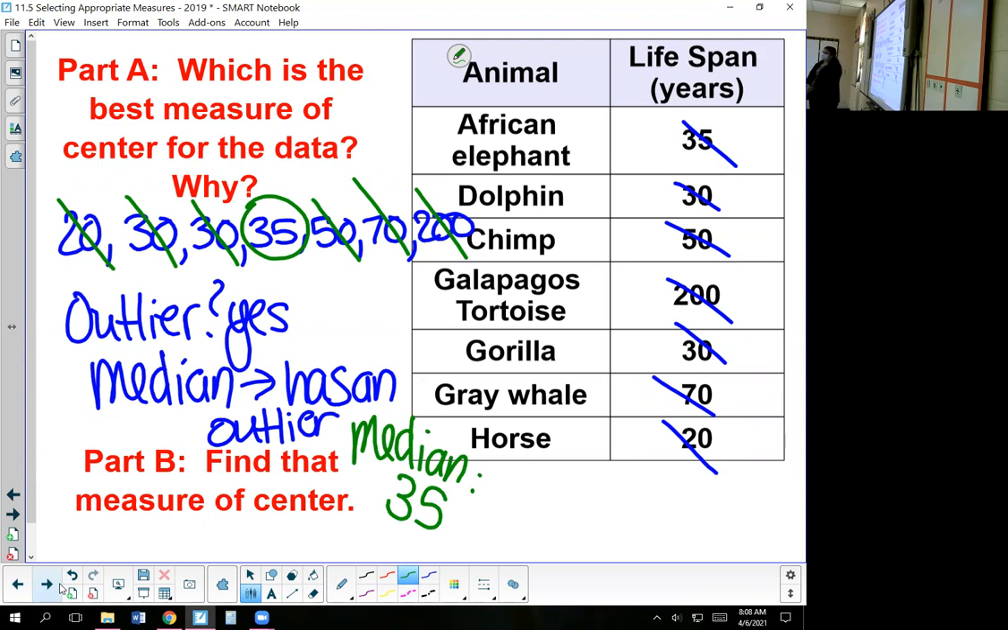Now, if you chose mode, isn't the mode so close to the mean? If you chose mode, Miss Edwards would still accept it, as long as you told me why. So if you wrote 30 as your answer and you said because it repeats, isn't 30 and 35 so close? That's still reasonable to me, okay?